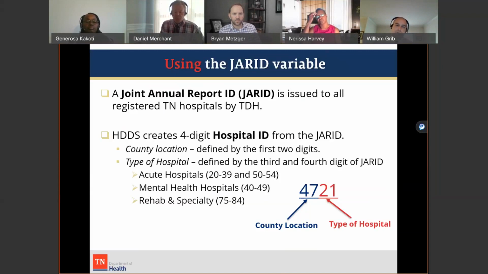With the hospital discharge data, we typically fall back on just the 4-digit hospital ID. In this example, the 47 corresponds to Knox County, and the 21 is the exact hospital, Fort Sanders Regional Medical Center. Another example, Moccasin Bend, has a hospital ID beginning in 33 for Hamilton County, and then the 42 is the final 2 digits of that.